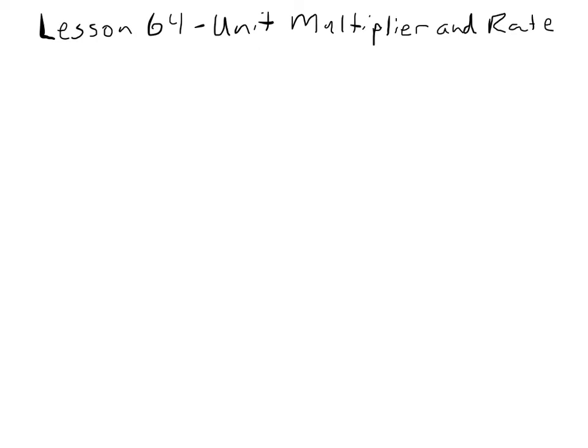Alright, 8th graders, lesson 64, using a unit multiplier to convert rate. Rates, you can have, like your book shows here, 60 miles, and we say the line stands for the word per 1 hour, so 60 miles per hour.